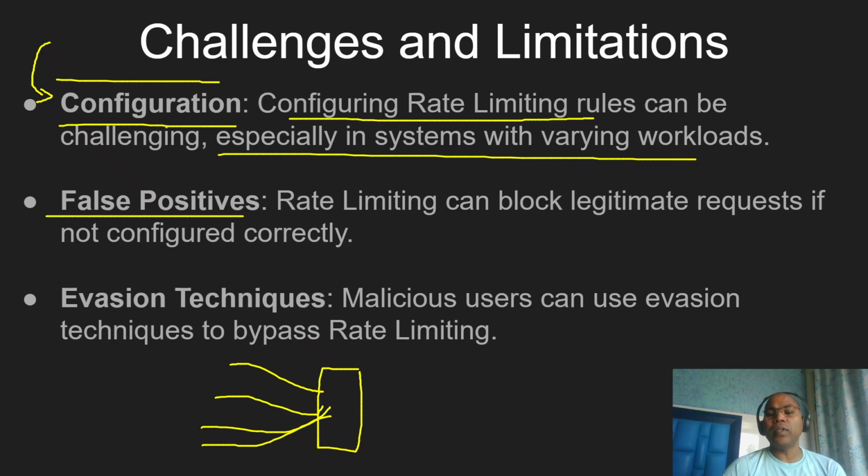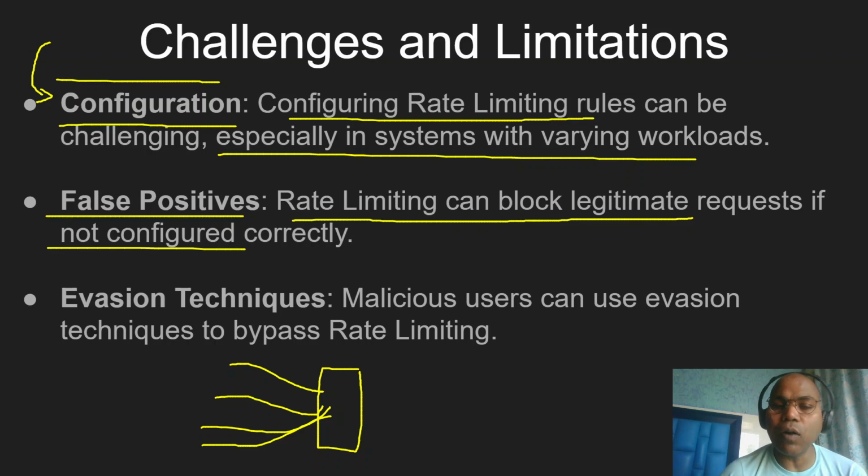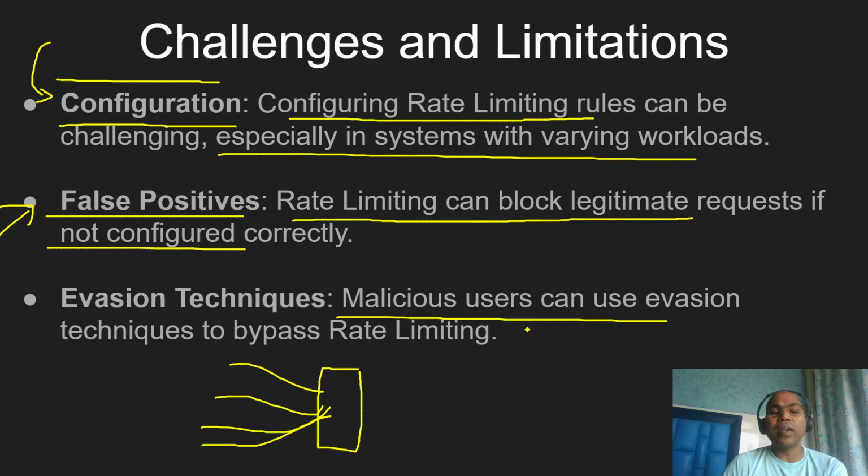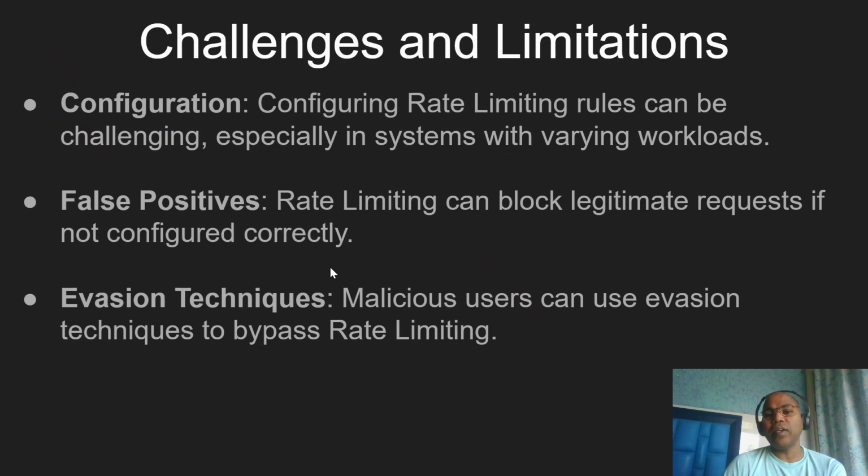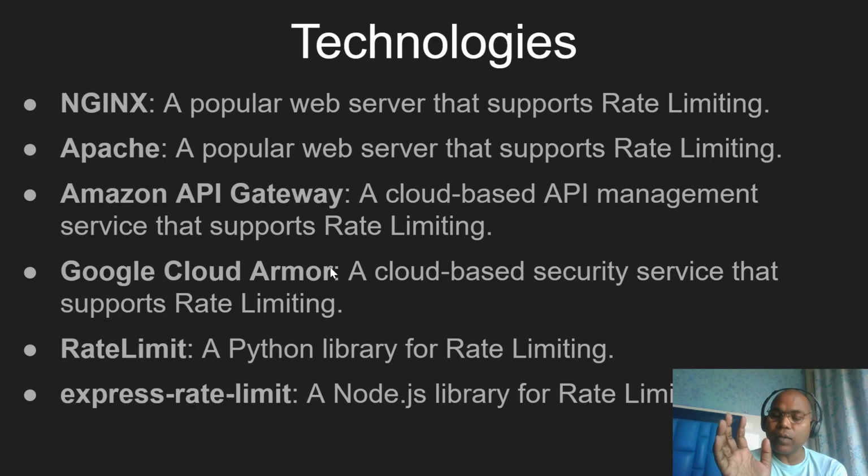Sometimes false positives occur, and rate limiting can block legitimate requests if it's not configured properly. If some configuration, rules, or permissions are not properly configured, it might be the case that the right person, the legitimate person, cannot access my system. And we also have to ensure that a malicious user cannot bypass the limit. Right? So there are lots of challenges.